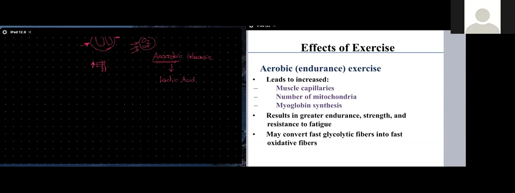So in the muscle, if I'm performing an aerobic exercise, so I run a marathon on a regular basis, what's going to happen? The muscle itself starts to build up more blood vessels inside. And the tiny blood vessels that are embedded between your tissue cells, those are what we call the capillaries. So I increase the number of capillaries.